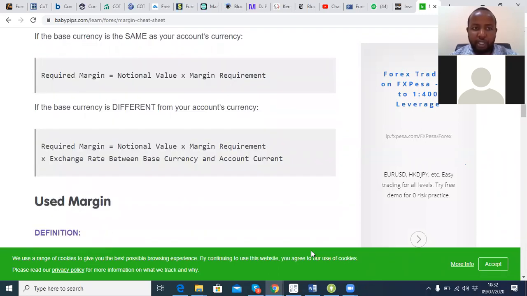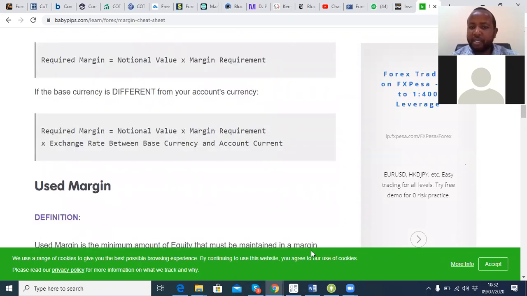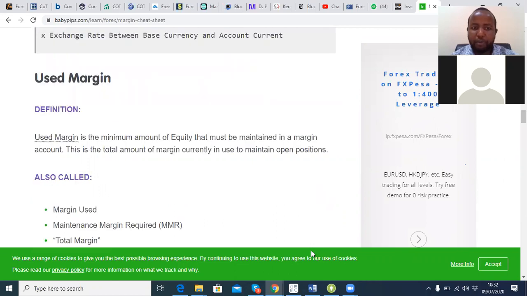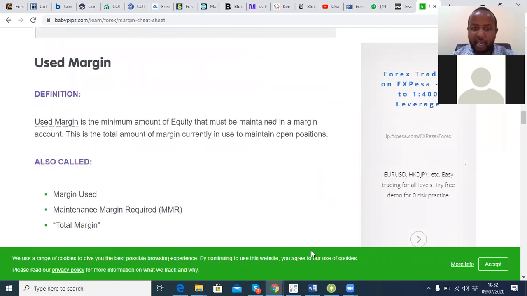These ones you don't need to know so much. I'm just giving the definitions. Just understand the definition of margin, free margin, required margin, and used margin. There are around 3 or 4 of them. Now this is used margin. It's the minimum amount of equity that must be maintained. This is also important, that it's the minimum.